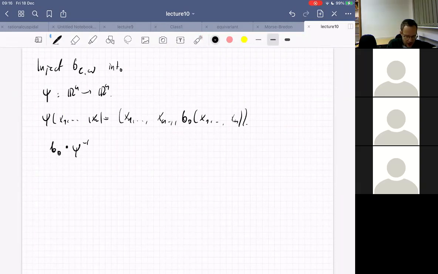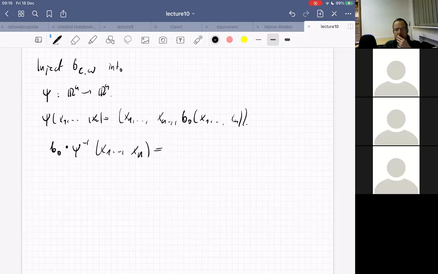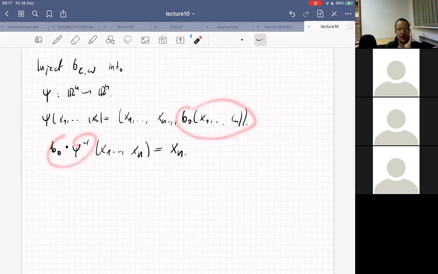So what is B0 composed with psi inverse? Well, any guesses? What is this function? Okay, if you didn't guess, let me give you the answer: it's equal to xn. If you pass via the inverse of psi and then compose with b0, the composition just singles out the last variable of this function.